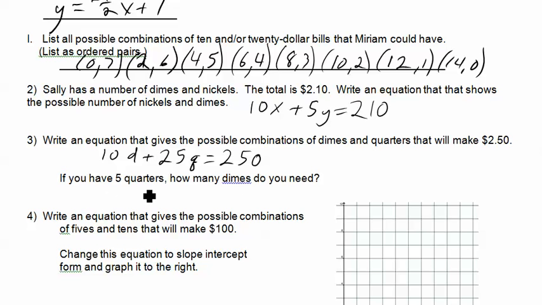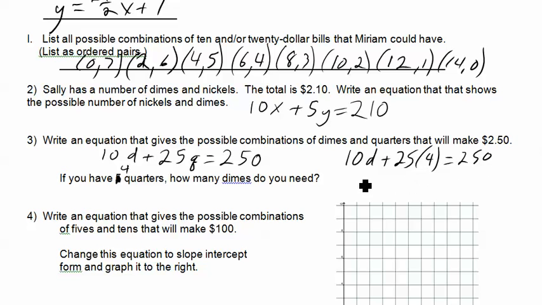Alright, so to find if you have 5 quarters, how many dimes do you need? Actually, that doesn't work out. So we're going to have to change this. 4 quarters. If you were to put 5 on here, it wouldn't come out evenly and you wouldn't have an even number of dimes. I actually made a mistake on this. So if we try it with 4 quarters, if we put 4 where Q is, we'd have 10D plus 25 times 4 equals 250.